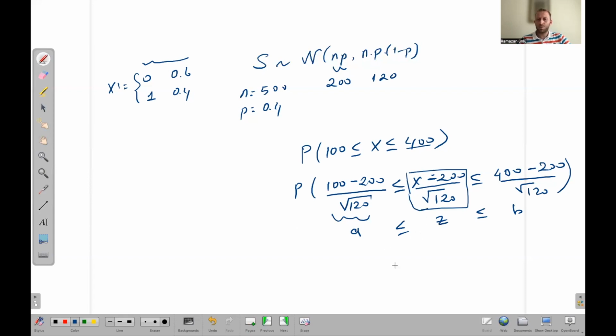How can I calculate this probability? This probability is actually Φ(B) minus Φ(A), right? So I will just look at these values in the table and I will get the values. Let's say this is 0.5 and let's say this is 0.3, then I will end up with 0.2. So I can say that the probability that X is greater than or equal to 100 and less than or equal to 400 is 0.2.